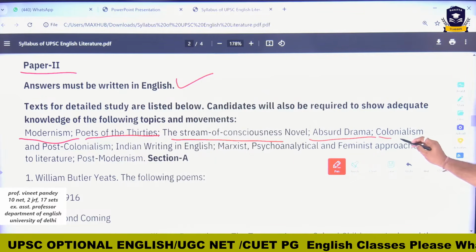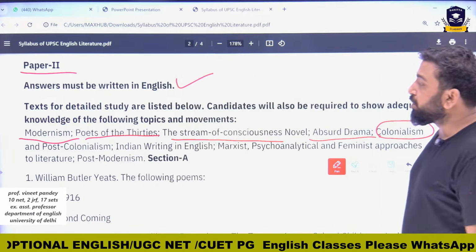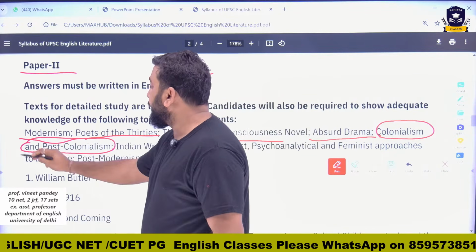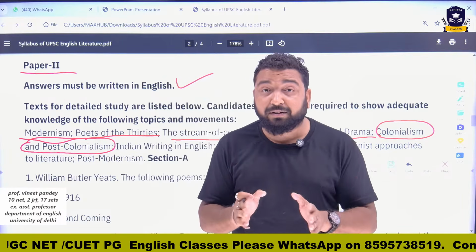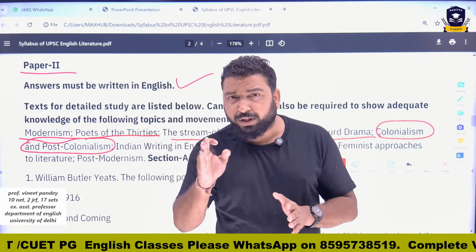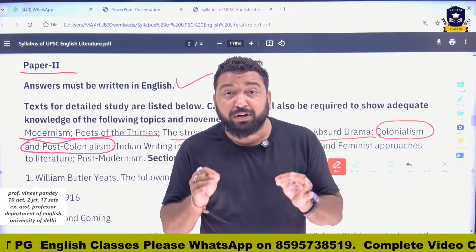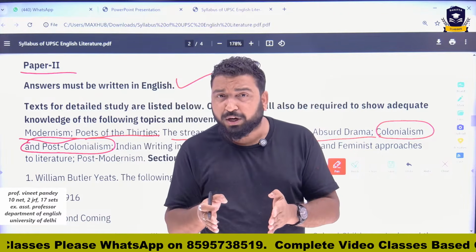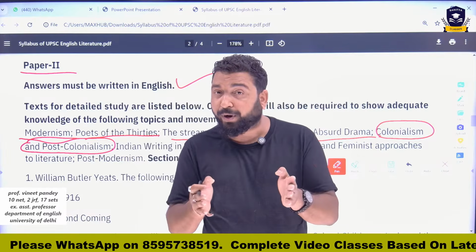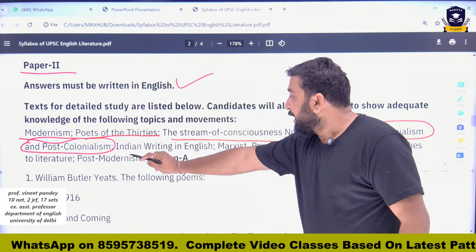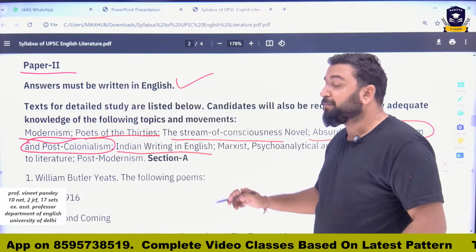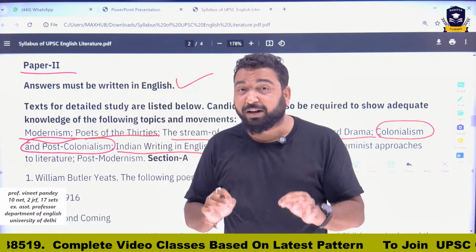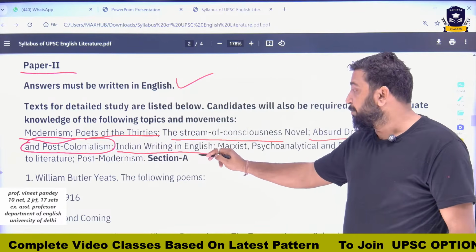Then comes colonialism, post-colonialism. This topic alone is a big topic, and here we will have to read some important writers so that when you answer what is colonial, what is post-colonial, I will teach you key terminologies of post-colonial, 30 plus key terms, so that you actually can answer a question in a proper way. We will prepare the terminologies. Then Indian writing in English. It's a small title, they are asking about all the Indian writers in English. Just by mentioning this much, they have said everything.